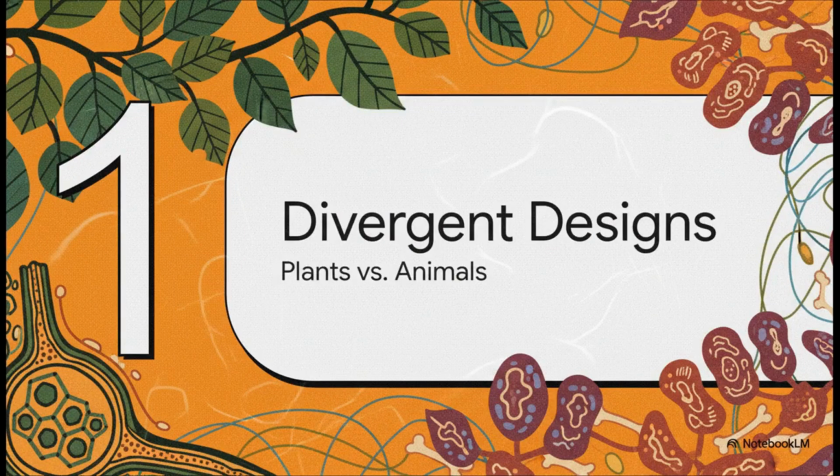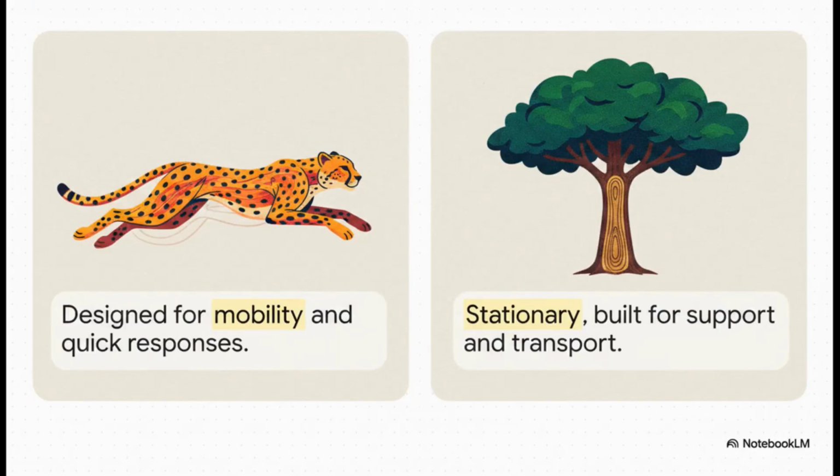Section 1. Divergent Designs. Plants versus Animals. Now, while all living things follow that basic hierarchy we just talked about, nature builds for survival, right? And survival looks vastly different depending on what kind of organism you are. Let's contrast these two blueprints. Animals need to move around to find food, escape predators, the whole shebang. So their tissues are organized for mobility, flexibility, and incredibly quick responses. Plants, on the other hand, are completely stationary. Their structural organization has to be designed for immense physical support and the long-distance transport of water and nutrients against gravity. It's literally the difference between building a fast sports car and building a towering skyscraper.